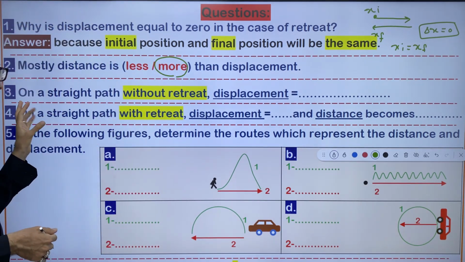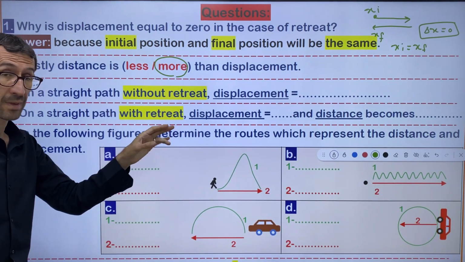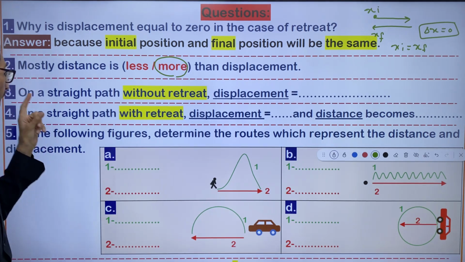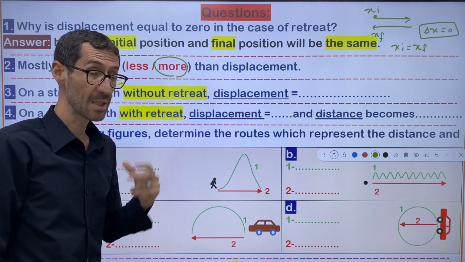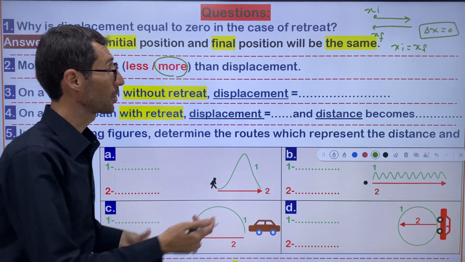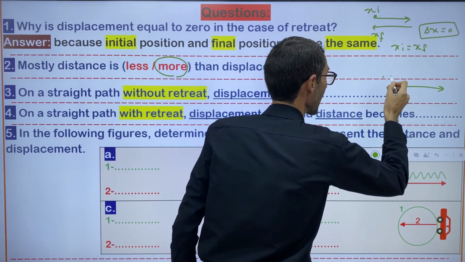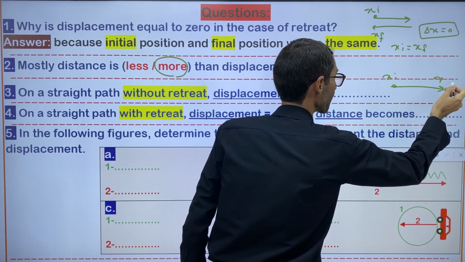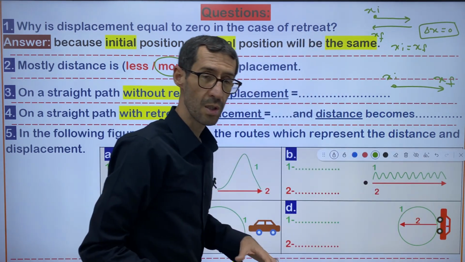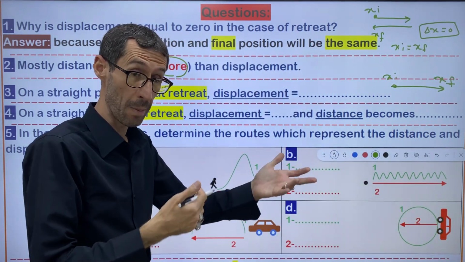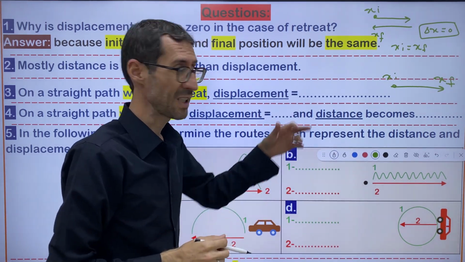This is about number three. On a straight path without retreat, one-way trip, right? On a straight path without retreat, displacement is equal to what? Without retreat, for example, the gecko moves from here, from xi to xf, right? It doesn't return to the original position, so without retreat, one-way trip. In this case, I want you to calculate the displacement.